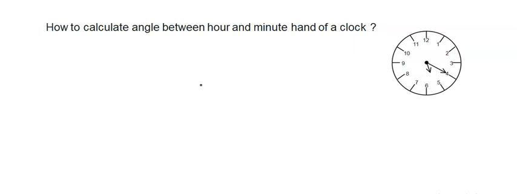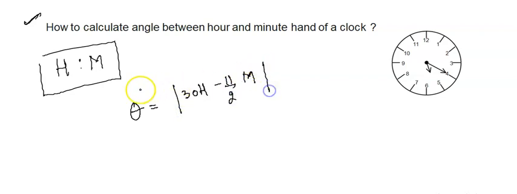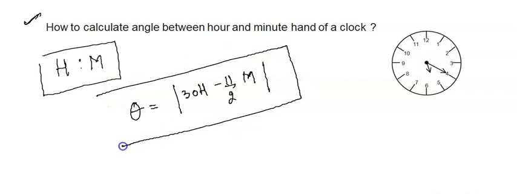Okay, so let's start with this: how to calculate the angle between the minute hand and hour hand of a clock. For any situation, let's say the time is H hours and M minutes, we can say that the angle between the minute hand and hour hand of a clock is given by 30H minus 11 by 2 M. And you can keep this angle in modulus because this angle can never be negative. So you can use this formula directly for any situation.